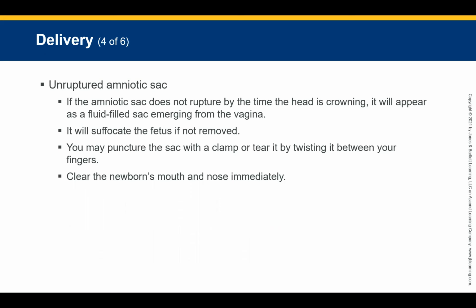Clear the newborn's mouth and nose. Use the bulb syringe if required by your protocols, and wipe the mouth and nose with the gauze. So, if you have to rupture the amniotic sac, be prepared for a lot of water. Make sure that you have everything in place to cover everything up.